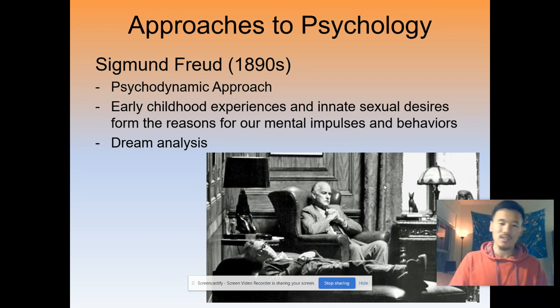And what Sigmund Freud found was that all of our human mental impulses and behaviors could be traced back to early childhood experiences or innate sexual desires. Now, his theories were extremely controversial. One, because none of it was founded on actual evidence. Sigmund Freud created his theory based on his own dreams. So he used a lot of dream analysis to come up with a general theory for how all human mental processes work. And so he created the theory first, then he performed research that ended up supporting it.